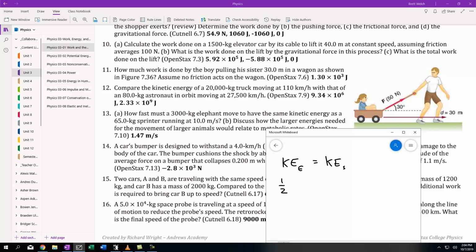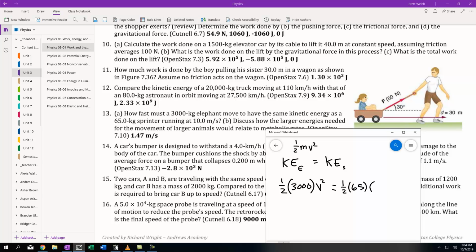It's 1/2 mass, which for the elephant is 3,000, times v squared. Now we don't know the velocity of the elephant. Remember, kinetic energy, 1/2 mv squared. That's our formula we're working off of. And there's the elephant side, and then there's the sprinter side, 1/2 of 65. Now if you think about this, the elephant is 3,000 kilograms. The sprinter is just 65 kilograms. Clearly the elephant wins in the mass department.